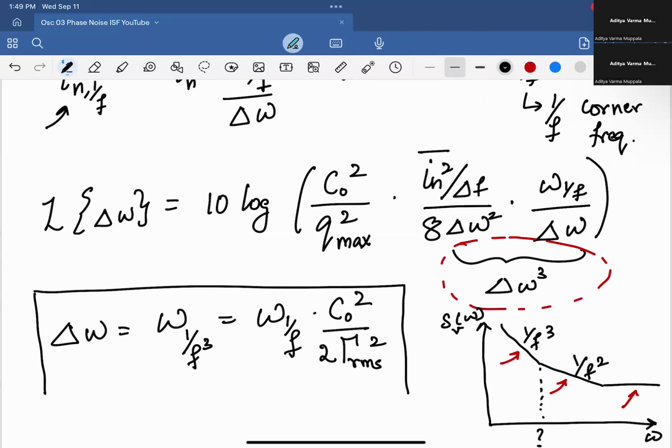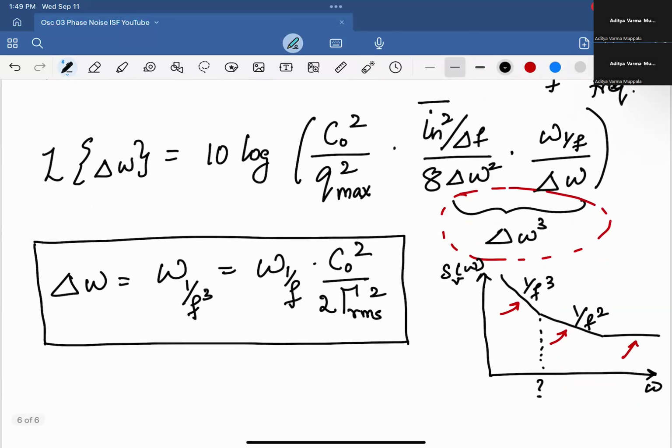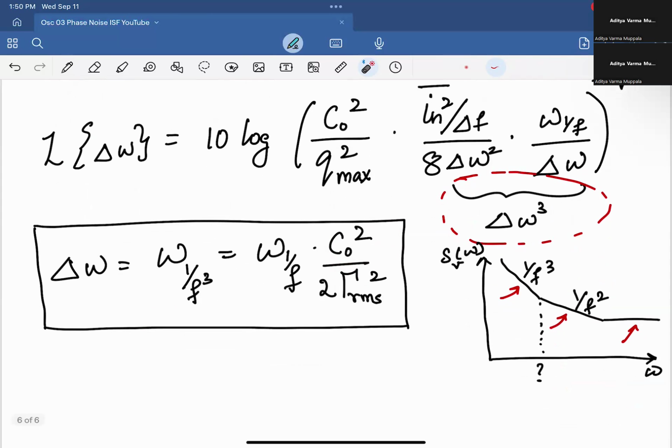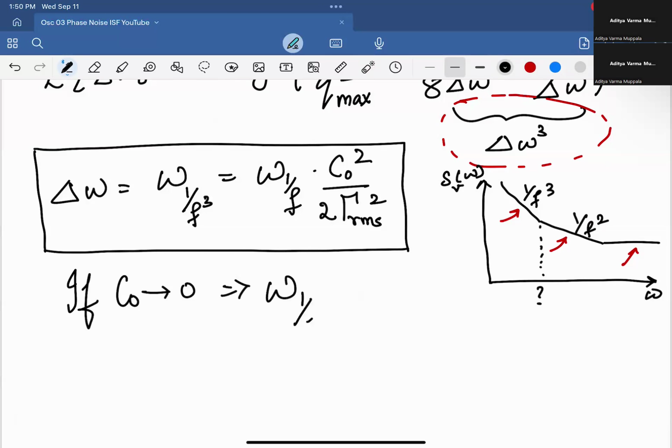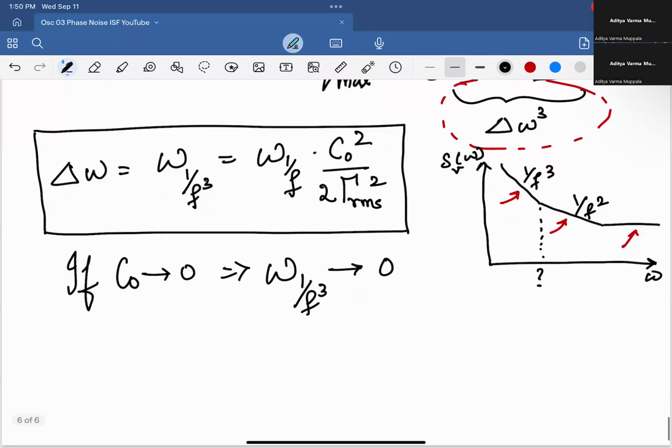So it shows that the flicker noise 1 over f corner and the phase noise 1 over f cube corner are not exactly the same. In fact, if you make C naught square 0, then the 1 over f cube term should go away, right? So there should not be any 1 over f cube term. It's kind of an interesting insight, right? So maybe we should write that down. If C naught goes to 0, that implies that omega 1 over f cube corner also goes to 0, right?